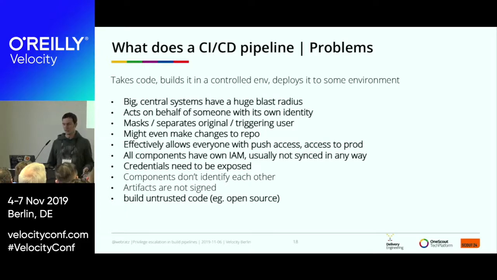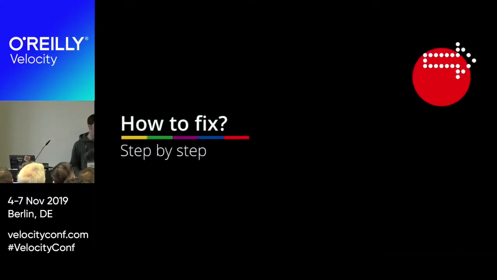That doesn't work. Also, the components don't identify each other. Whole topic for another talk. Artifacts are also not signed, so we don't even know during the handover if they changed maybe. We have no idea. And one very often overlooked point is that we are maybe building code that we are not aware we are building. Not generally saying that open source and so on is bad, but we might be building forks of a project from people we never heard of in our own infrastructure. So let's have a look at all these topics.